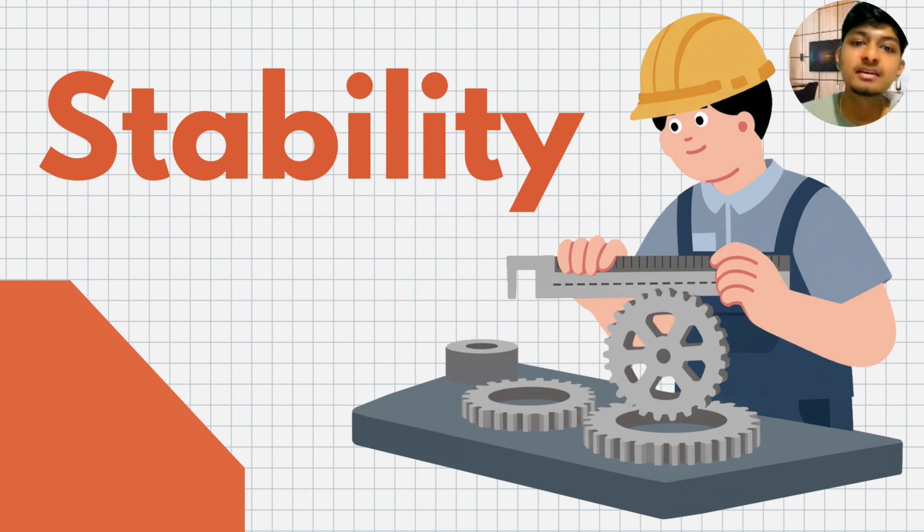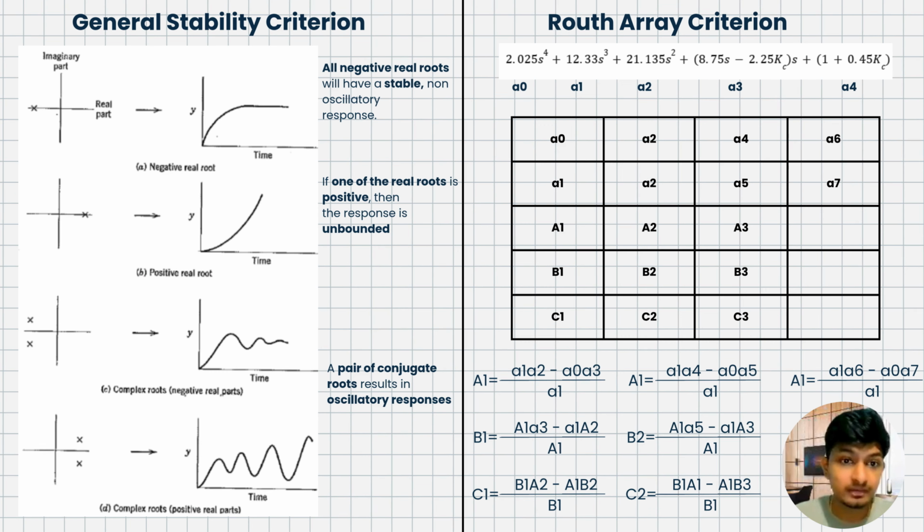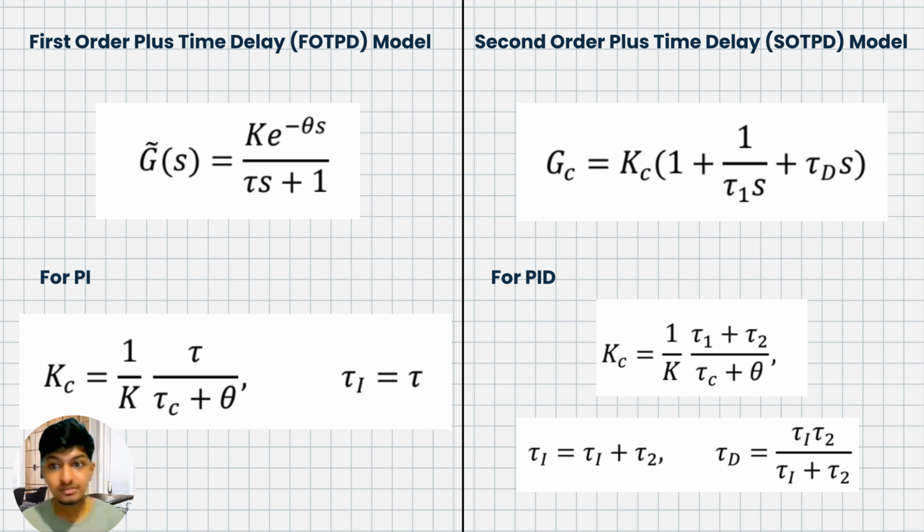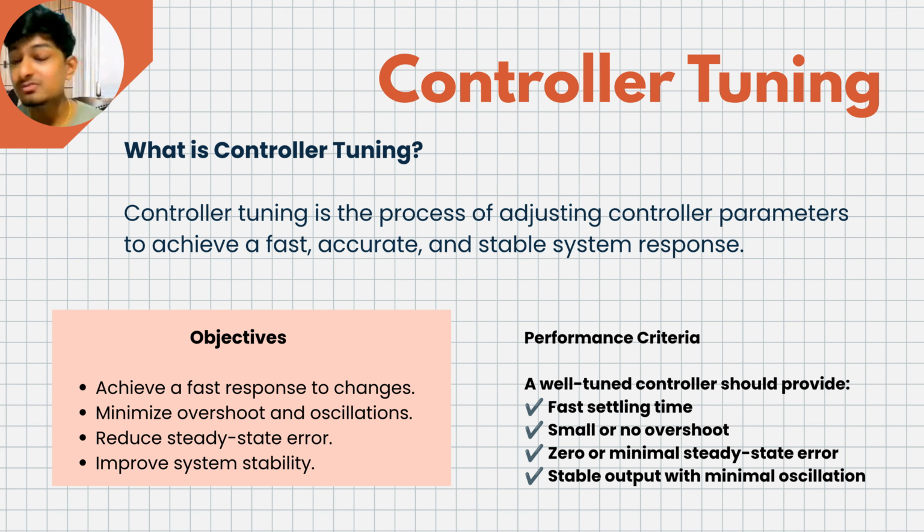Here, stability is one of the most important requirements in process control because it ensures a predictable response that smoothly reaches the desired operating condition without oscillation. This slide introduces the Routh stability criterion. It is a mathematical method used to determine whether the control system is stable by examining the characteristic equation without solving for all the roots. Here you can see the first order plus time delay and the second order plus time delay. Now, tuning is the process of selecting suitable controller parameters.